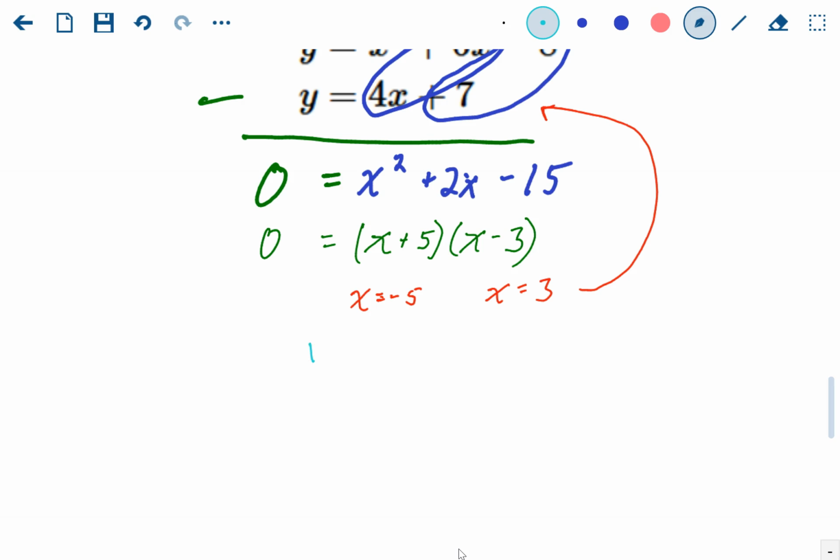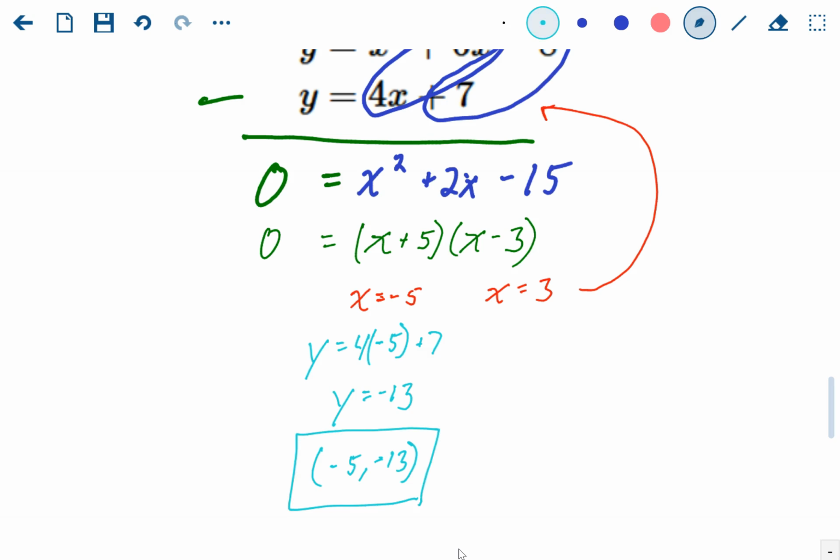All right, so we'll take y equals 4x plus 7, and we'll plug in -5 first. So y equals 4 times -5 plus 7, which is -13. Which is going to be the ordered pair -5, -13. So that's one place that linear equation crosses that quadratic equation. The other place is going to be wherever 4 times 3 plus 7 is. And that's 19. So that ordered pair is 3, 19, x, y.